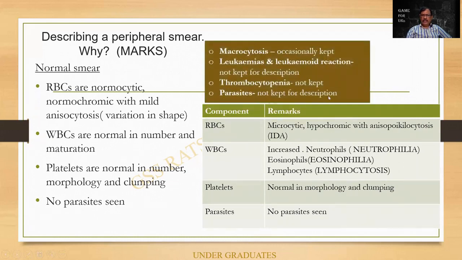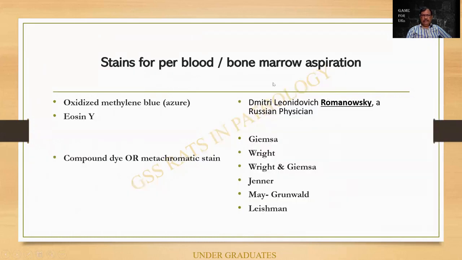So these are the other variants that can be kept. Just have it in mind. What are the stains for the peripheral blood and the bone marrow aspiration?